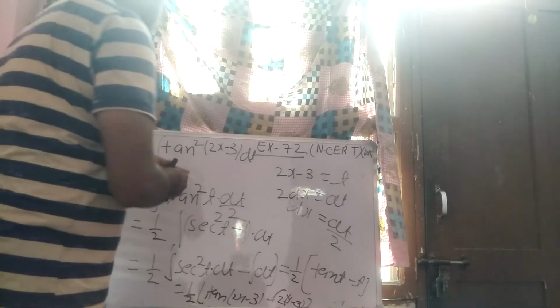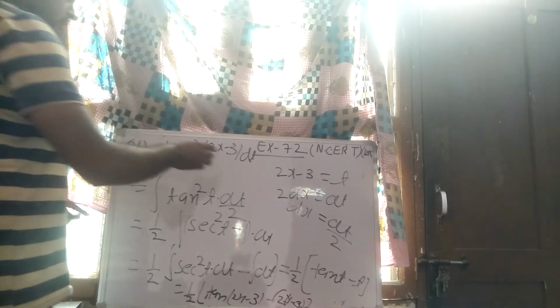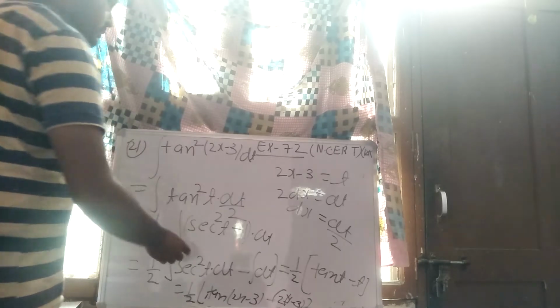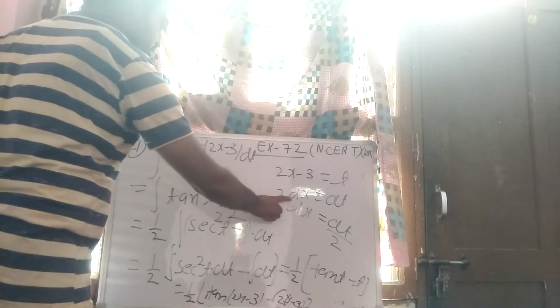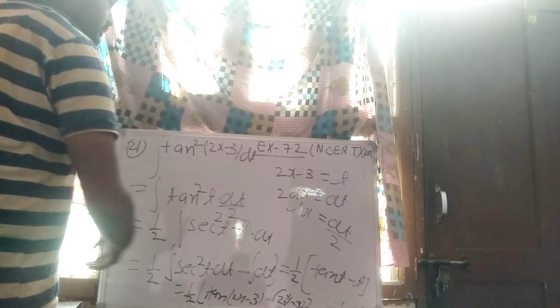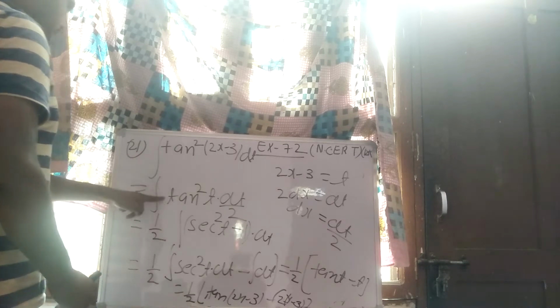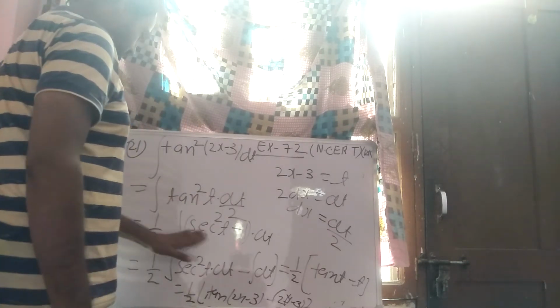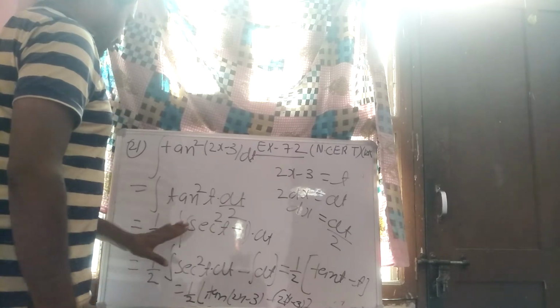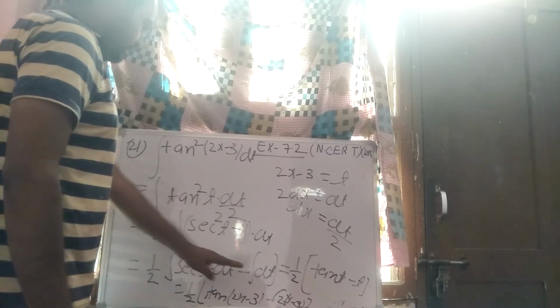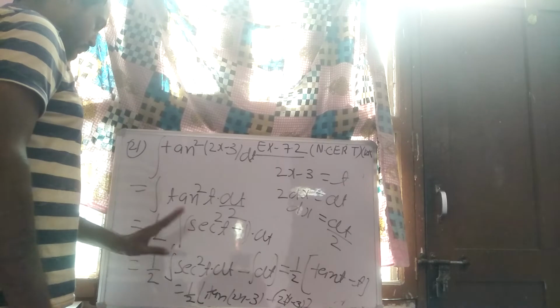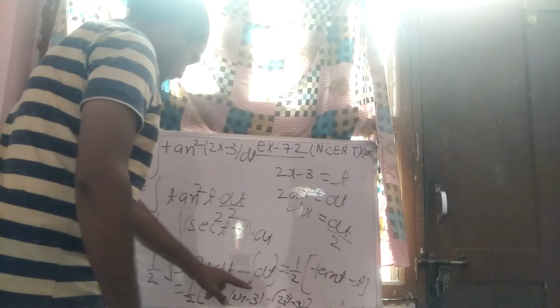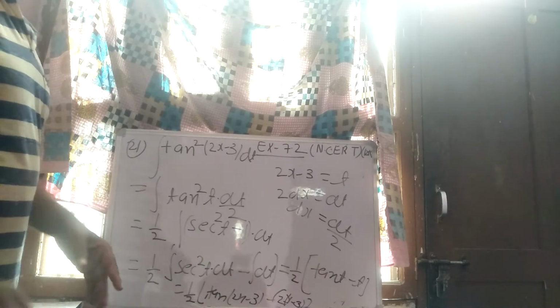The question is tan square (2x minus 3). We put 2x minus 3 equal to t. So 2 into dx equal to dt, and dx equal to dt upon 2. We also write tan square t. We know the formula sec square t minus 1. We also put the terms sec square t minus dt. We also know that the integral of sec square t is tan t, and we also put the value of tan t.